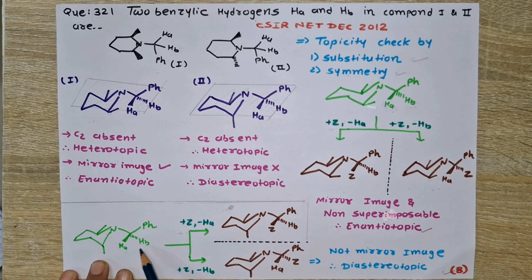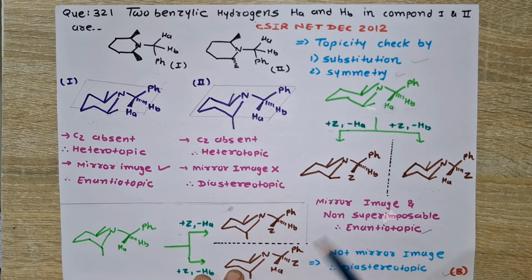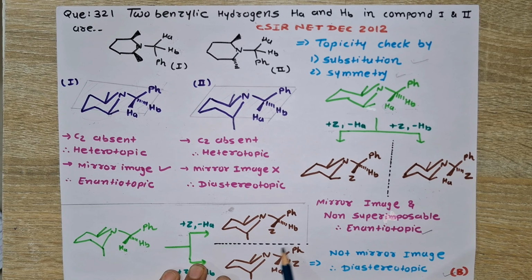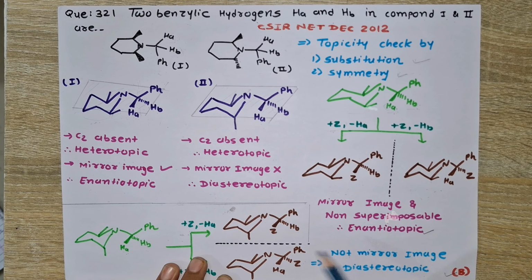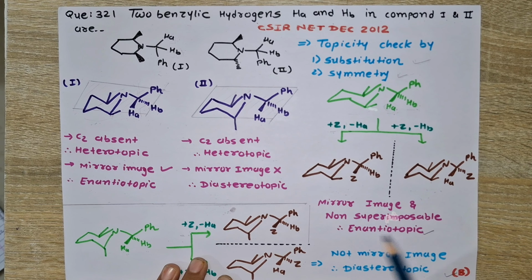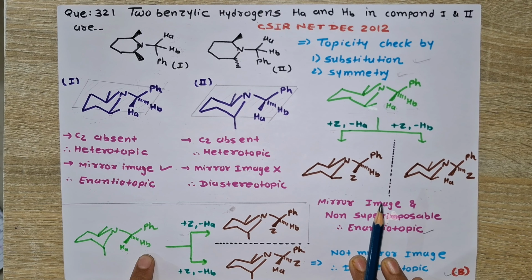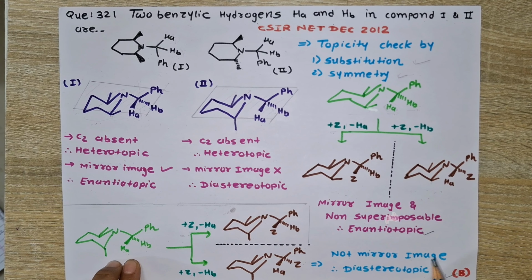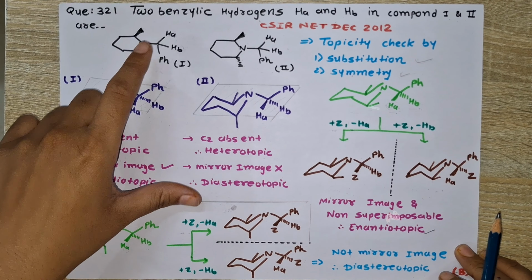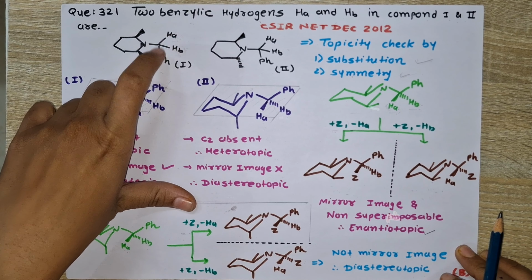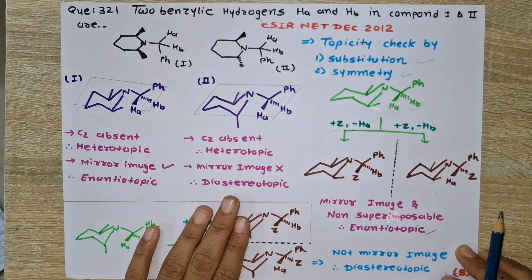if we replace Ha and Hb by the test group Z, we get these two compounds. Now if we check their stereochemistry, both compounds are not mirror images of each other, so they are called diastereomers. So these Ha and Hb homomorphic ligands are called diastereotopic. So our correct answer is B. The homomorphic ligands Ha and Hb in compound 1 are enantiotopic, and in compound 2 they are diastereotopic.